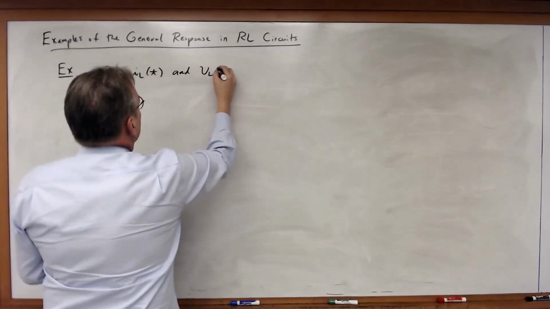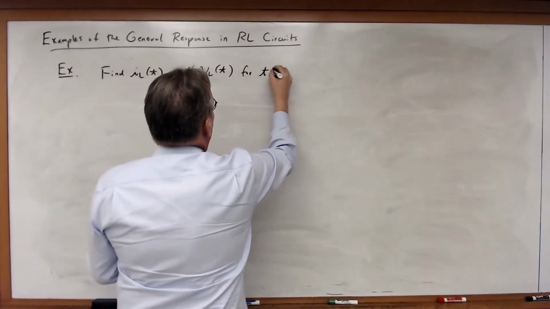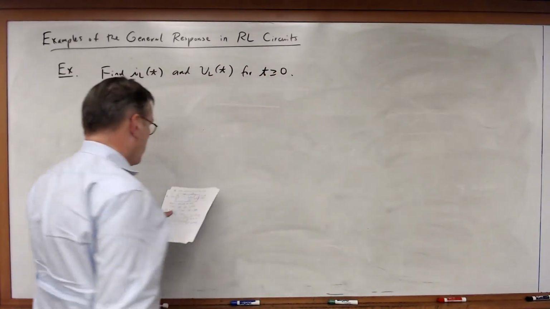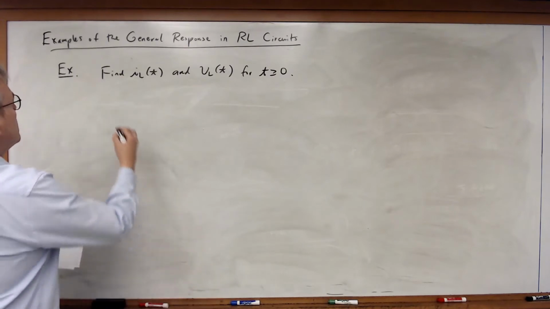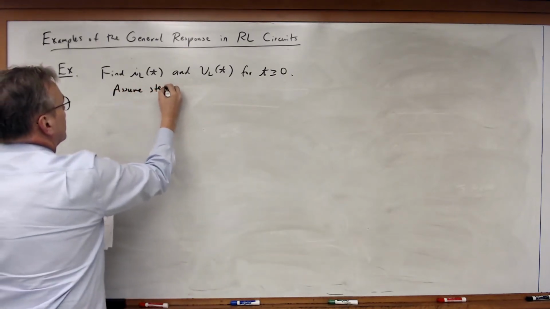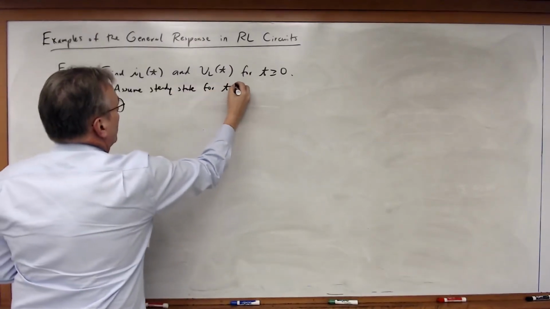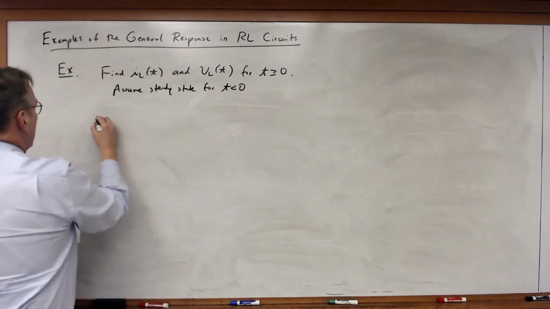Let's find IL of t and VL of t for t greater than or equal to 0. Once again, we're going to assume steady state for t less than 0. And we're going to do it for the following circuit.